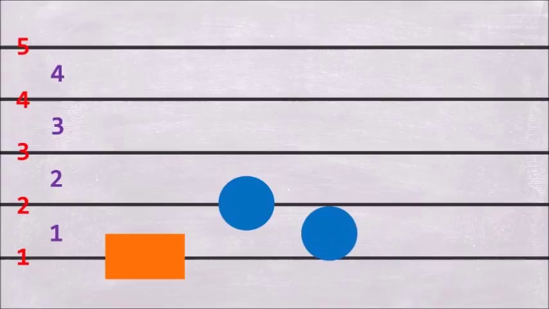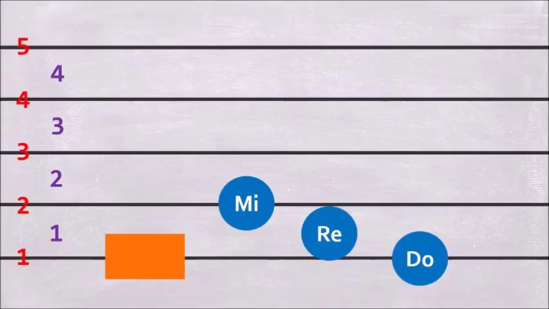Now, finally, let's have a first note that's not do. So we're going to leave do in the same place on the bottom line and bring in a new note. So notice that the first note this time is not do. It's in a different place. Do's here on the first line. Our first note that we're looking at is on the second line. So this is actually going to be mi. So these notes are mi, re, and do in that order.